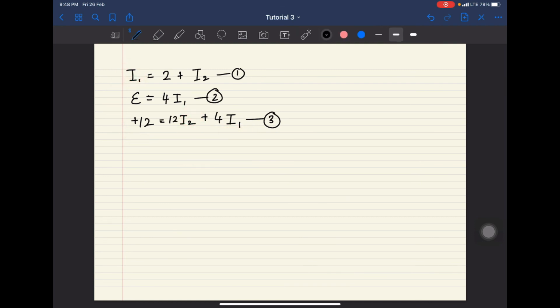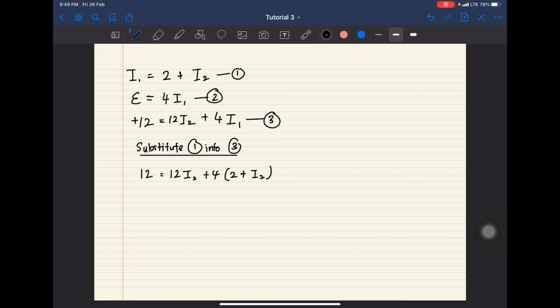So maybe you have a different step, so it's okay, doesn't matter. Substitute 1 into 3. Okay, so now I'm going to substitute equation 1 into equation 3. So I have 12 equals to 12 I2 plus 4 times I1, which is 2 plus I2.